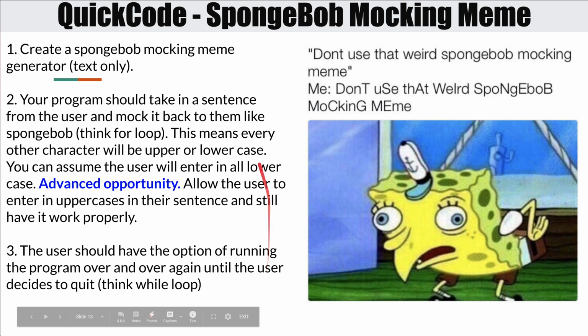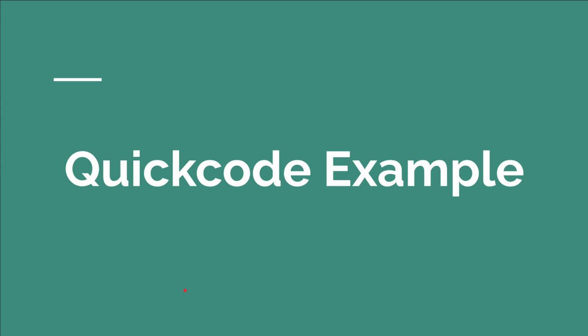Okay. Now I didn't put any stipulations on functions, but I do expect for you to separate things into functions where you can. Maybe your while loop calls the mocking function, right? And then when the mocking function ends, it goes back to your while loop where it then asks if they want to end or something like that. Okay, but there should be functions in this. All right. Okay, so let's go and look at your quick code example.